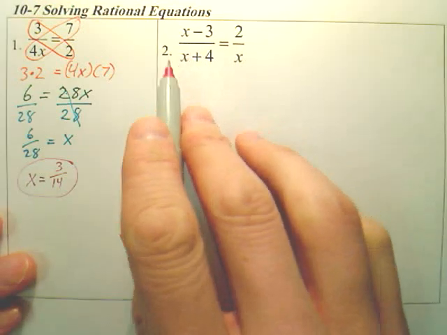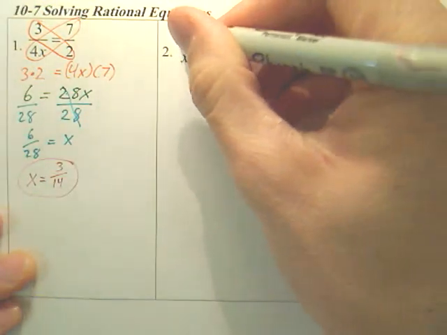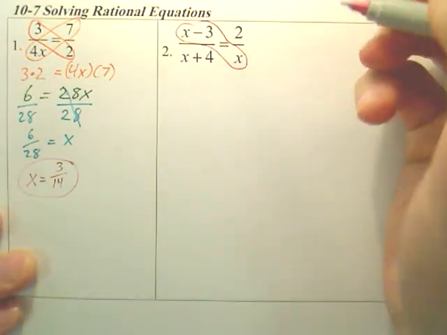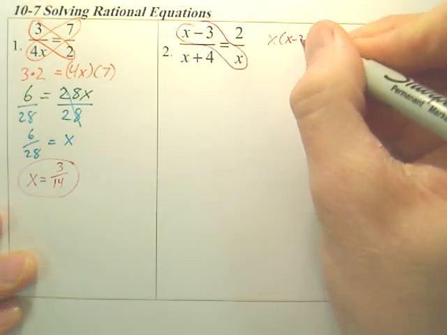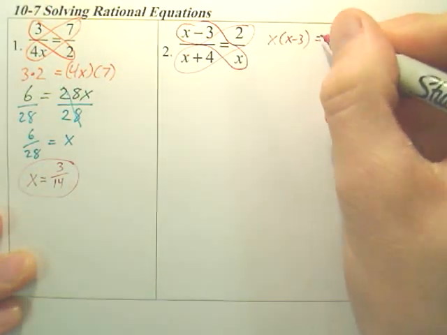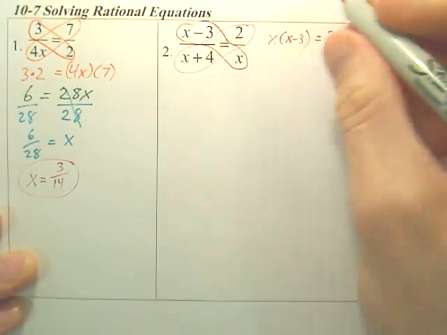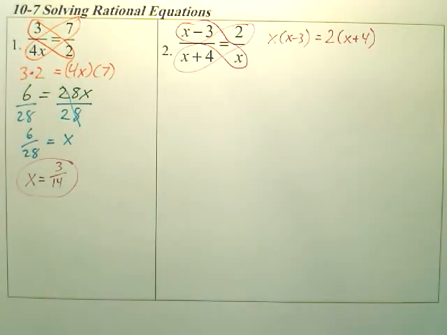Now, for this one, it's a fraction equal to a fraction, so it's basically the same thing. So let's do it again. We multiply these two. Here you got x times x minus 3, and here equals 2 times x plus 4. So we cross multiply just like the previous problem.